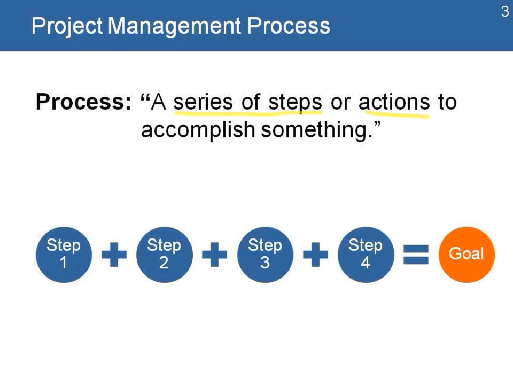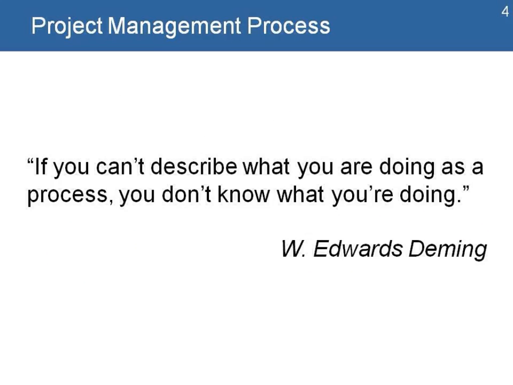The idea that we have a set of steps that we need to accomplish, 1, 2, 3, 4 steps in order to achieve a specific goal. With this definition, we're going to look at the next concept, and this is an important one. If you can't describe what you're doing as a process, you don't know what you're doing. This is a sentence that is attributed to Edward Deming, one of the fathers of quality management.